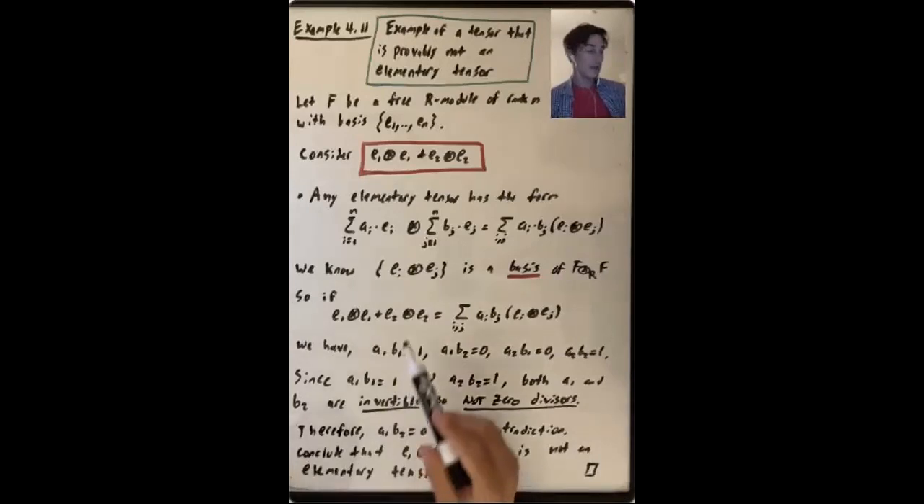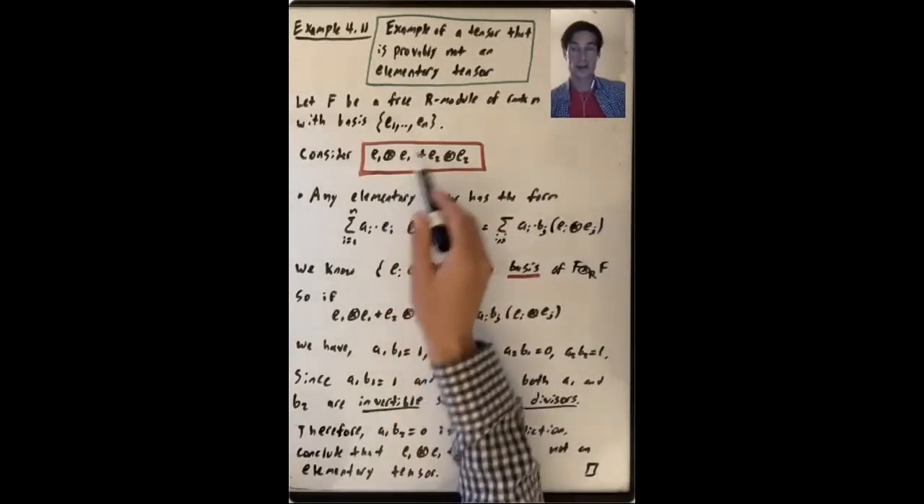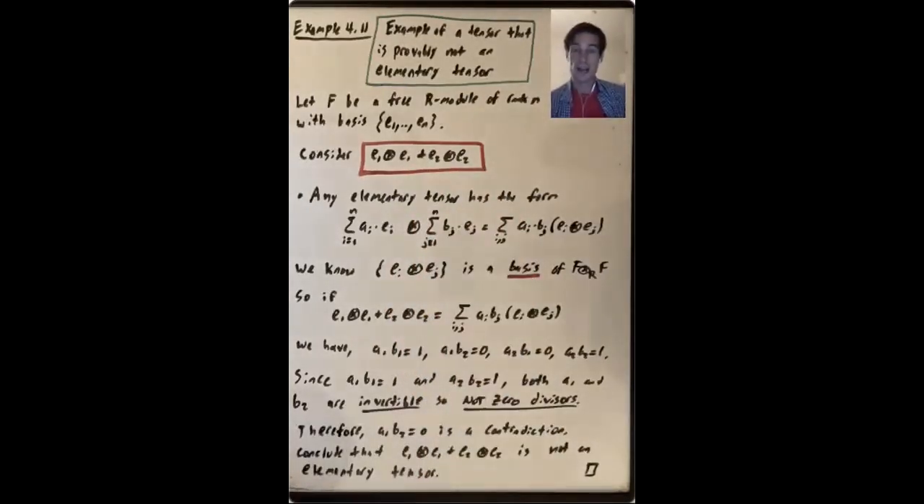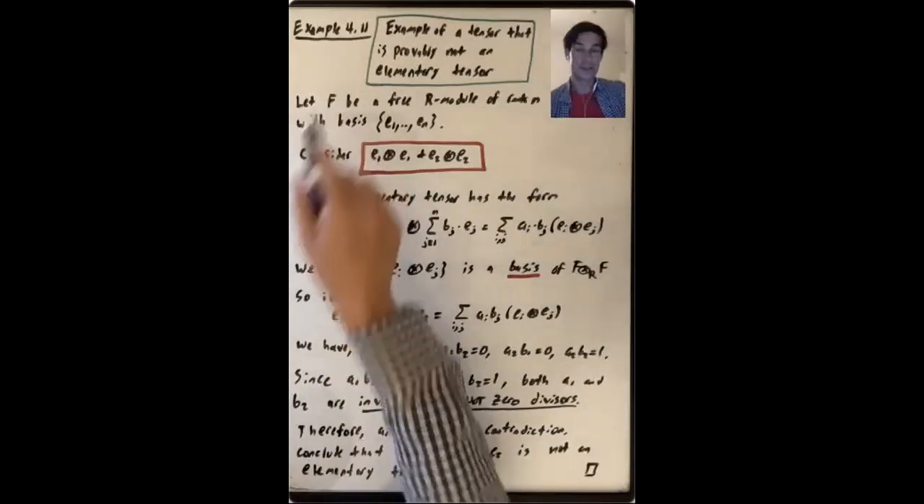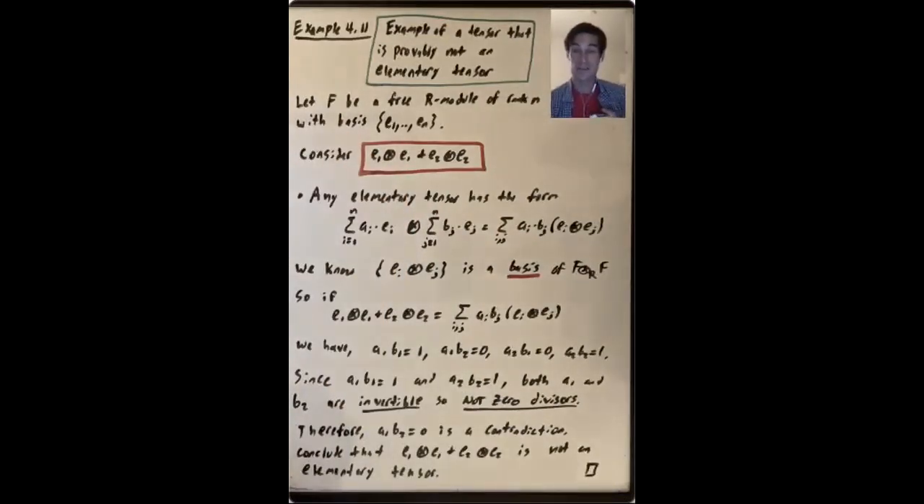And you can do similar kinds of arguments to prove that many other elements in this tensor product, F tensor F, are not elementary tensors. So this is something that's a very common exam type of question. This is an example that I definitely encourage you to go over carefully and make sure that you understand.